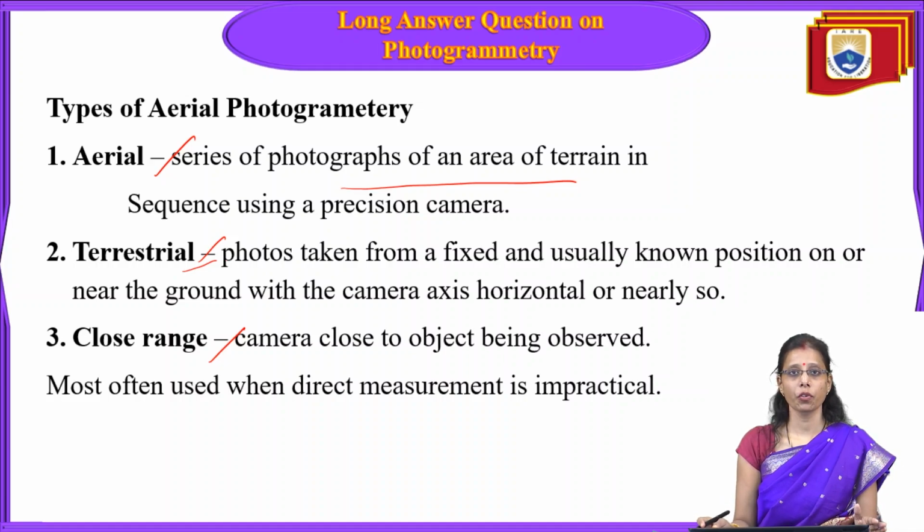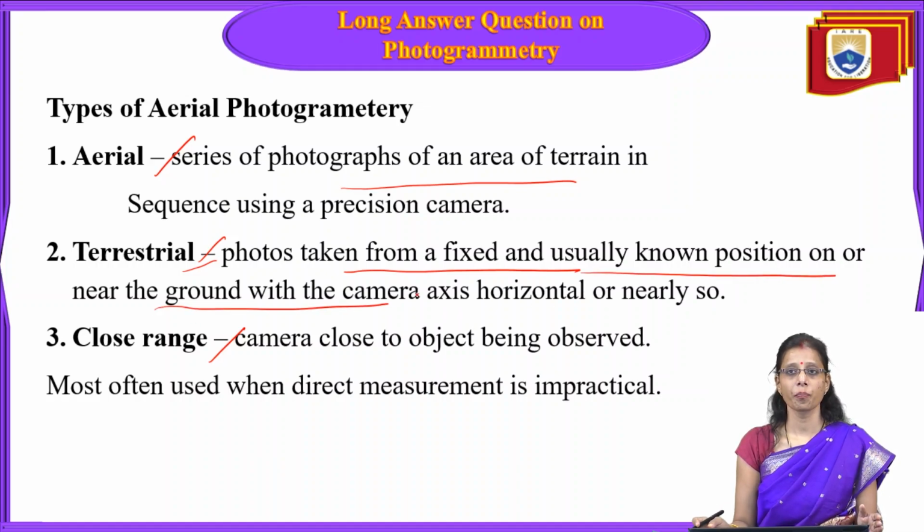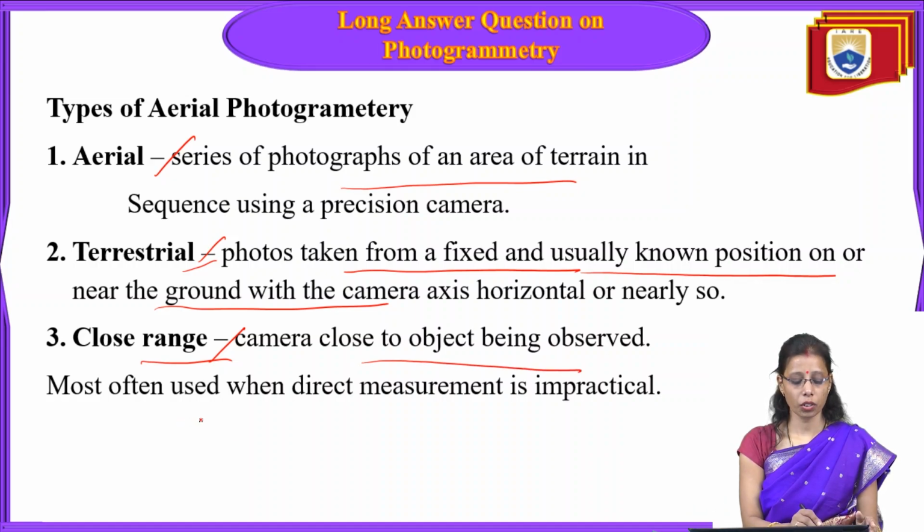Next, the terrestrial type of photograph. What is terrestrial photogrammetry? Here the photos are taken from a fixed location. If you remember, in the photogrammetry lectures we discussed and even saw images of how terrestrial photographs look, and how they differ from aerial ones. The position is fixed and usually known, near the ground, with the camera axis horizontal or nearly so. Now, close range. What is close range? Here the camera is close to the object being observed, and it is most often used when direct measurement is impractical.